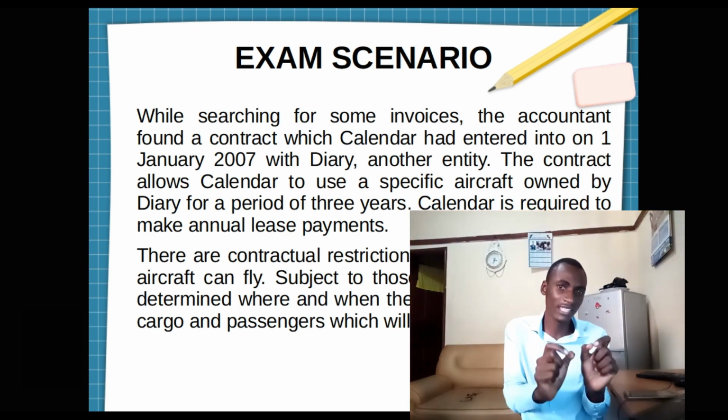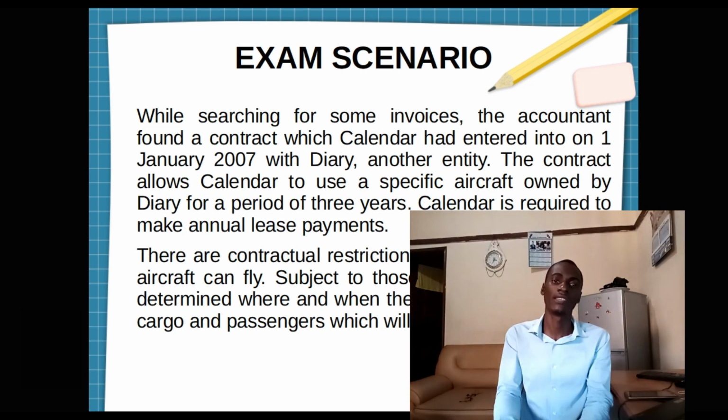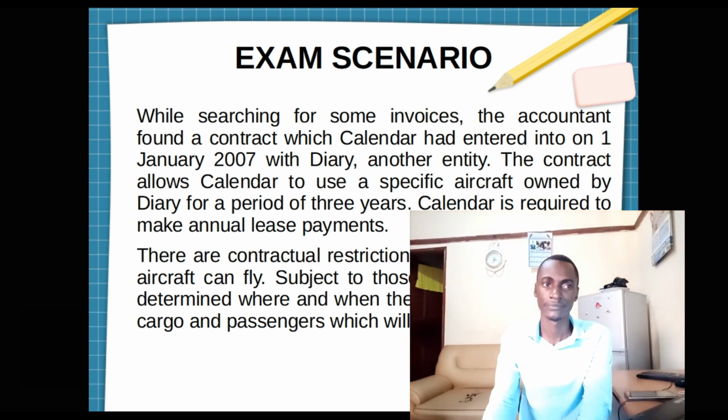So Calendar in this case is our lessee and Diary is the lessor. The lease term is a period of 3 years. Don't forget that Calendar is required to make annual lease payments for a period of 3 years. We see that there are some contractual restrictions concerning where the aircraft can fly, but subject to this, Calendar determines where and when the aircraft will fly and the cargo and passengers which will be transported, meaning that Calendar has the right to direct the use of the asset.